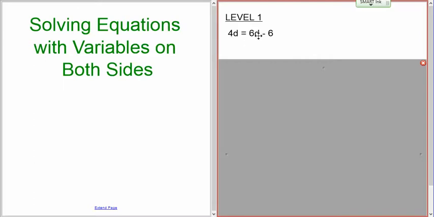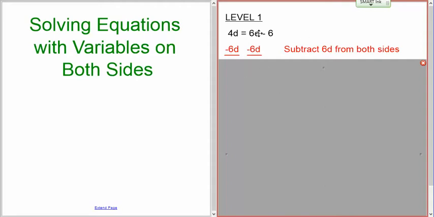So we've got a variable d, and it's on both sides of the equal sign. The first thing I'm going to do to solve this equation, I've got two options. I could subtract 4d from both sides, or I could subtract 6d from both sides. I'm going to choose subtracting 6d because if I subtract 4d from both sides, that just gives me 0 over here and everything else is on the right, and that doesn't really help me.